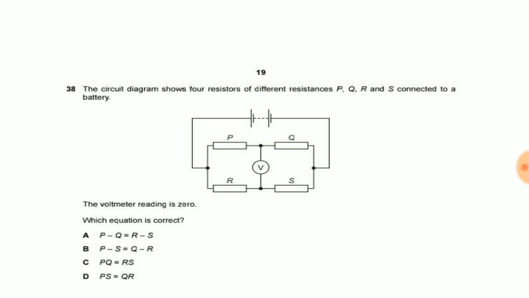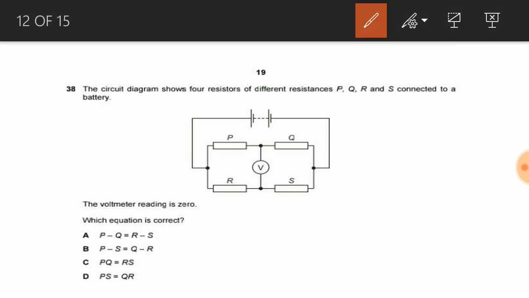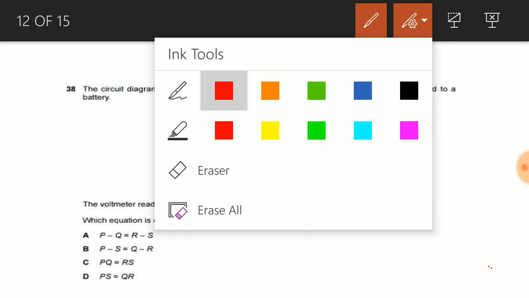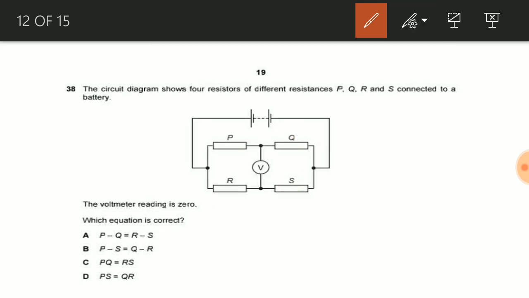Now let us move to question number 38. In this circuit we need to find the condition at which the voltmeter reading is 0. Voltmeter reading will be 0 if potential at P is equal to potential at R, or if potential at Q is equal to potential at S. If they are at same potential, then there will be no potential difference. Because of that voltmeter reading will be 0. Now let us see this.